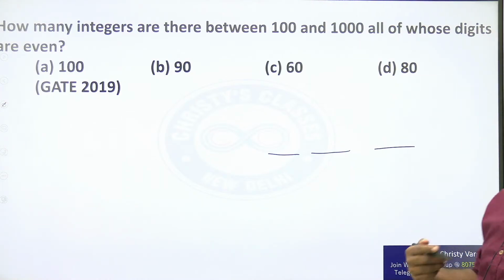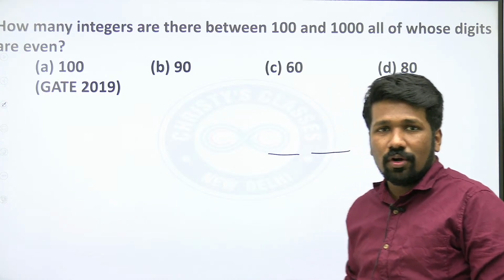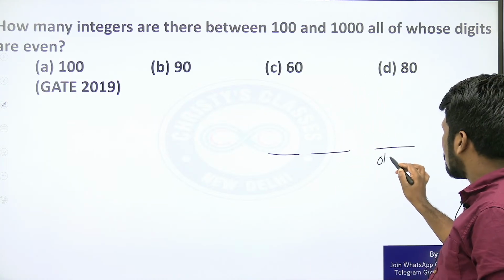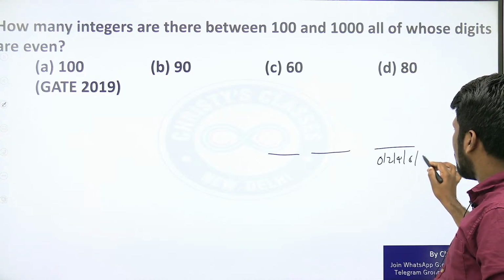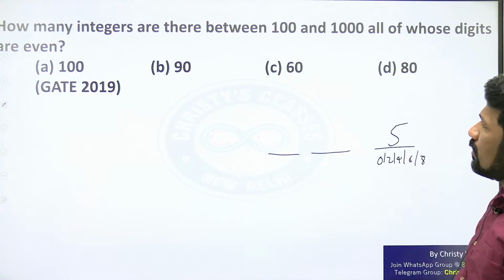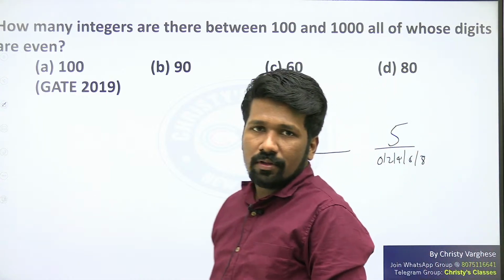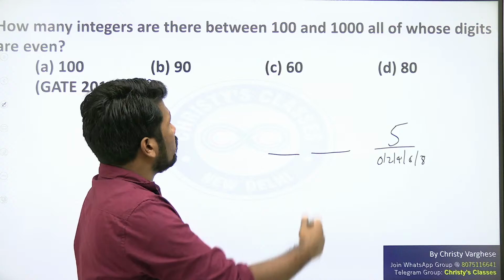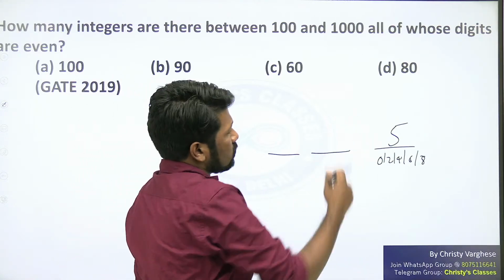Unit place, in how many ways can we fill it? In the unit place, 0 can come, 2 can come, 4 can come, 6 can come, 8 can come. So definitely there are 5 ways you can fill the unit place of the number, whichever number. So for this 3-digit number, there are 5 ways to fill.